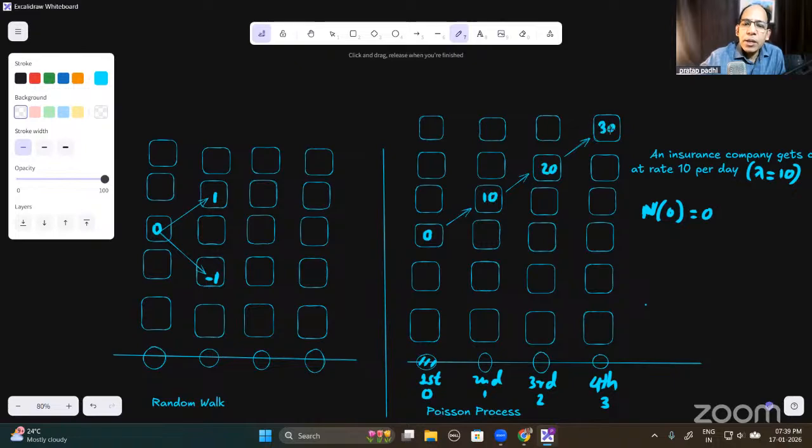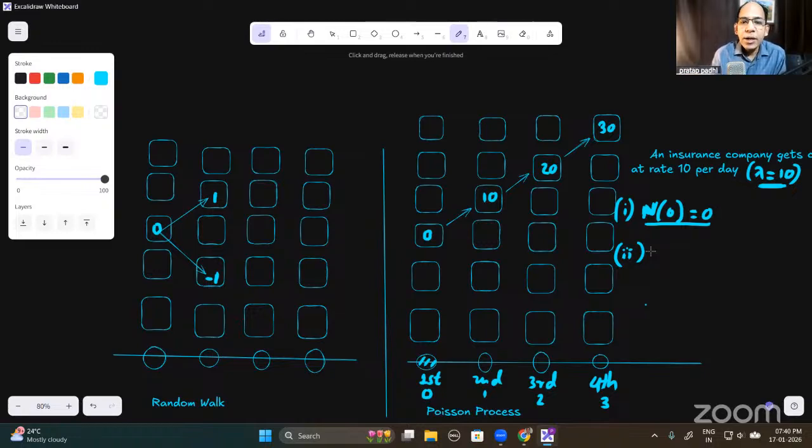That means, if I'm saying the claims process follows a Poisson process, and it's not necessarily homogeneous, but here you see 10 a day, so lambda is 10. There might be 10 questions you will get in the examination, but I'm writing the property. You see, it's starting at 0, and N0 is 0. And number 2 here is stationary increments, independent increments.